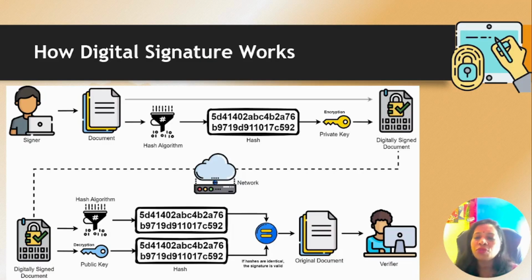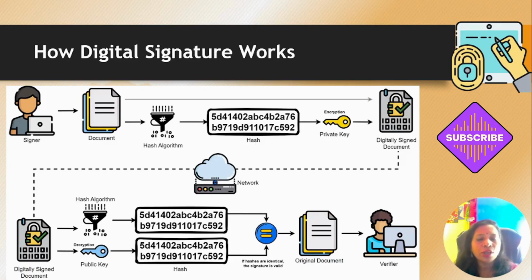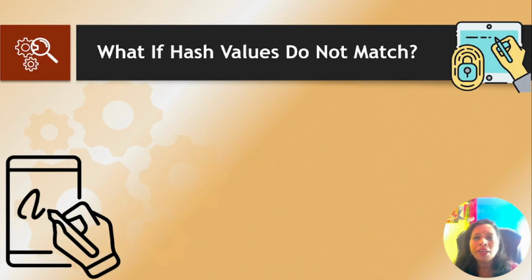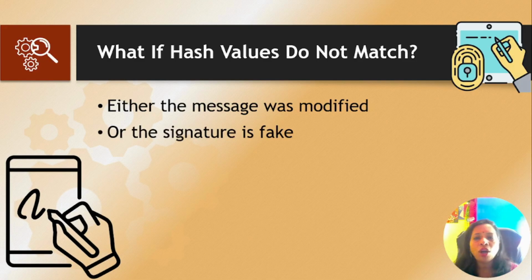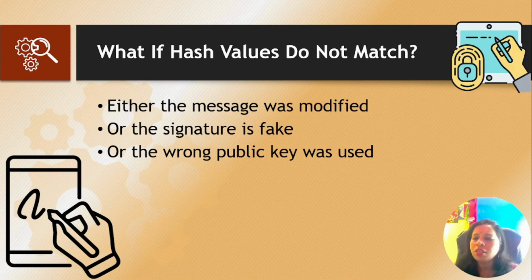If both hash values match, the signature is valid, and if they do not match, the message has been altered or the signature is invalid. So if the hash values do not match, it means either the message was modified during the transmission, or the signature is fake, or the wrong public key was used. So in such cases, the message is rejected.